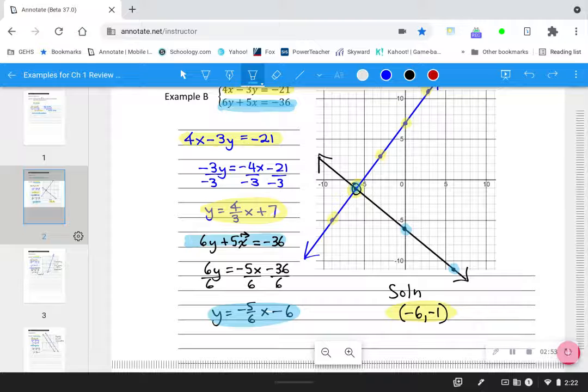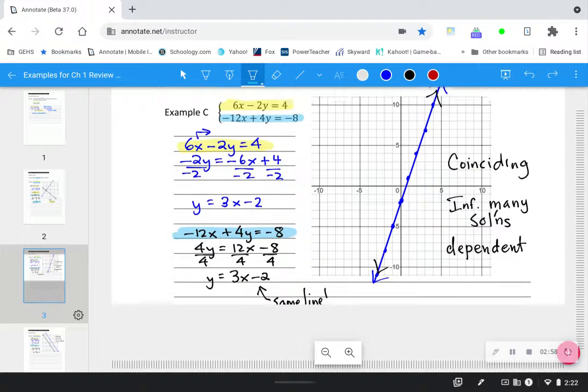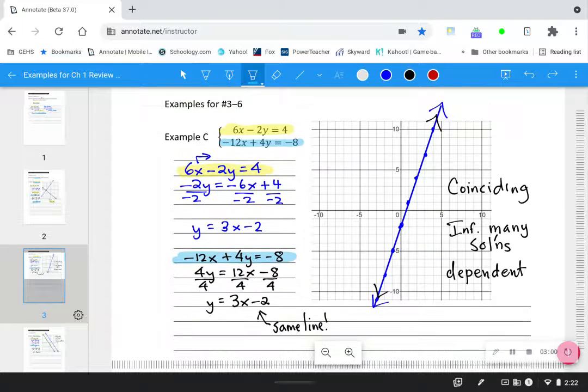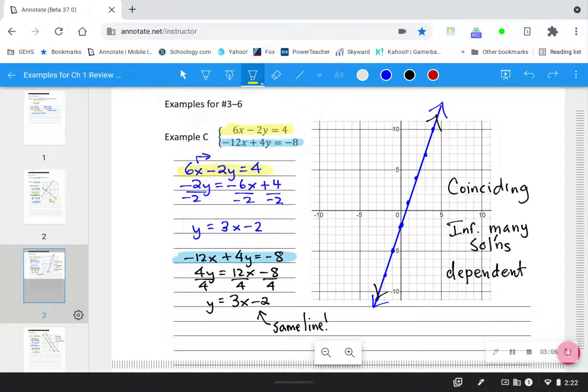Now there are going to be some exceptions you may or may not run into. One of them is when you're really dealing with both lines being the same line. And you can see that after I work this one out here, all the work on the yellow side of it, the first equation, gives y = 3x - 2. So I graph that one by finding -2 on the y-axis and going up 3 and over 1.